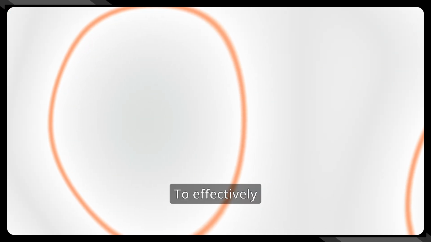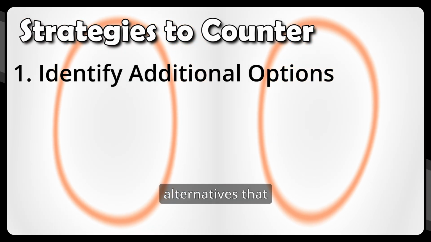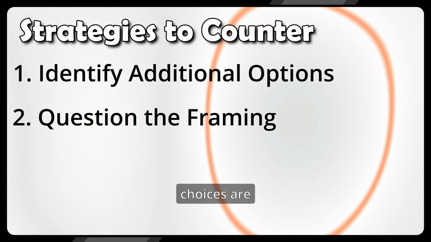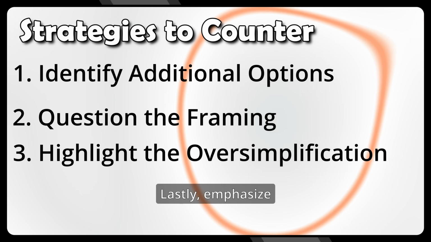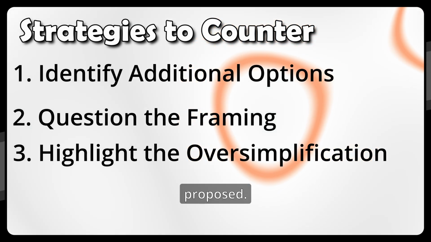To effectively challenge a false dilemma, consider the following strategies. Firstly, point out or suggest other alternatives that have not been presented. Secondly, analyze the way that the choices are framed and challenge the necessity of such binary decisions. Lastly, emphasize the complexity of the issue and the reductionist nature of the dilemma being proposed.